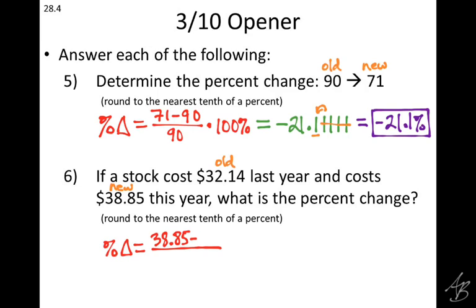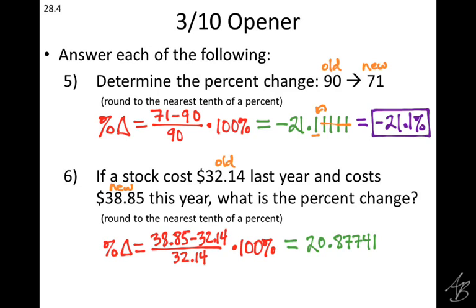3885 minus 3214, divided by 3214. We were always dividing by the original amount, the starting amount, and then times 100. Make sure you're careful typing this into your calculator. And what do we get for this one? 20.87741.